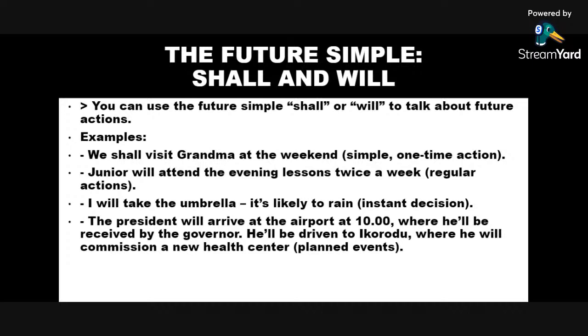Okay, so this is a simple one-time action, something that does not recur. It may happen from time to time, but this is one specific time that we are just going to make that visit. We shall visit grandma at the weekend. Another example is Junior will attend the evening lessons, all right, twice a week. This one now is about regular actions.